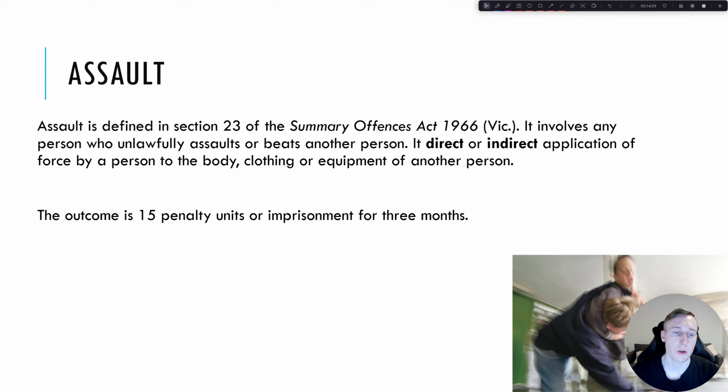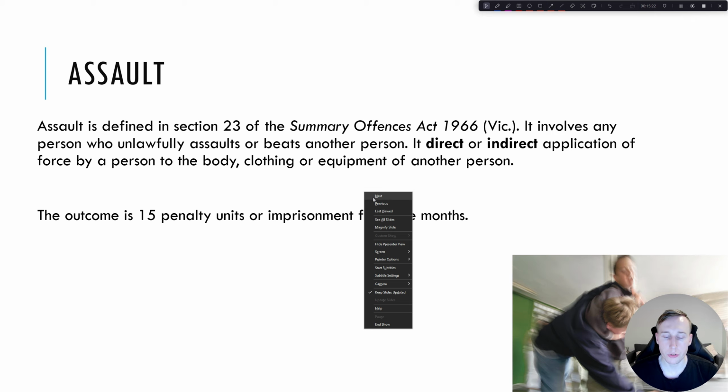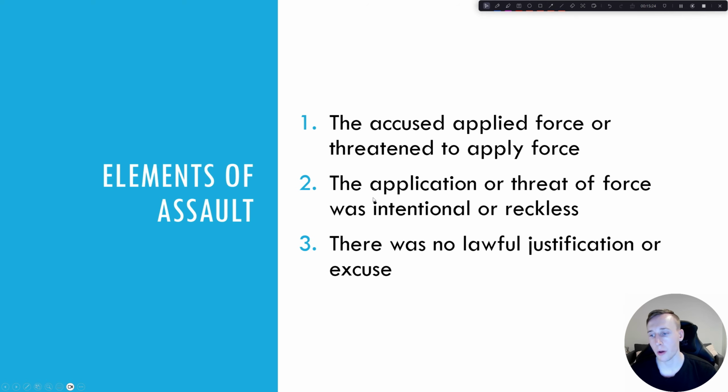Generally speaking, assault is considered to be a summary offence, and the penalty for committing assault is generally around 3 months in prison or 15 penalty units, which is a fine. Each penalty unit at the time of this video is about $192. So obviously it can be quite expensive if you get charged with an assault. For assault, we need to, like murder, once again be aware of the elements of this crime.